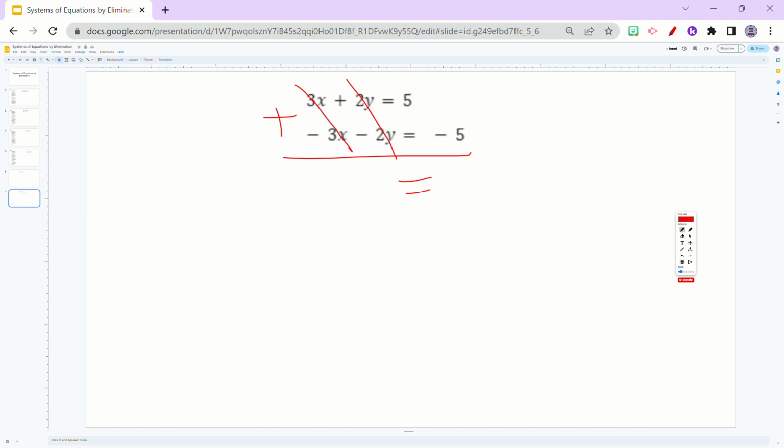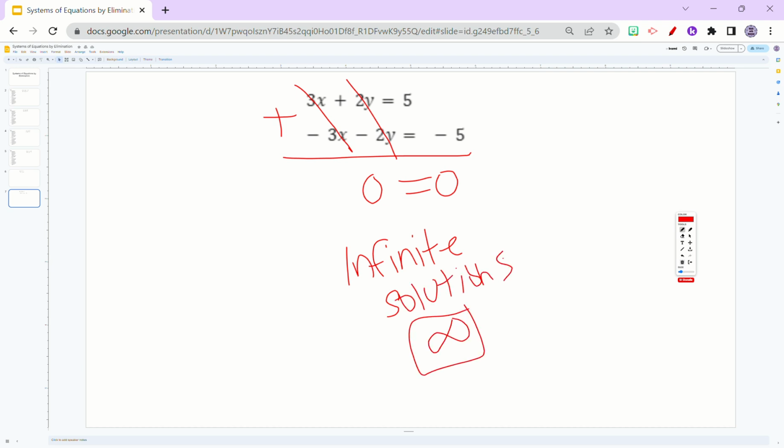Those cancel out. We can't leave an empty space to the left of the equal sign. You need to have a number there. So we're going to put in 0 because all those cancel out to be 0. And then 5 plus negative 5 is 0. Because these two sides are equal to each other, this is when we would write down infinite solutions or all real numbers.